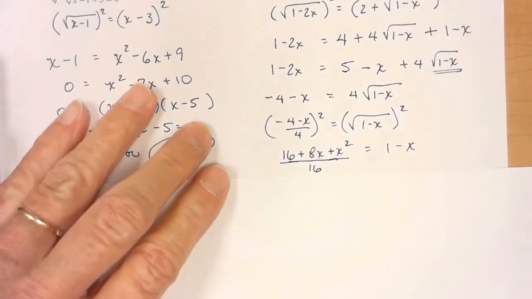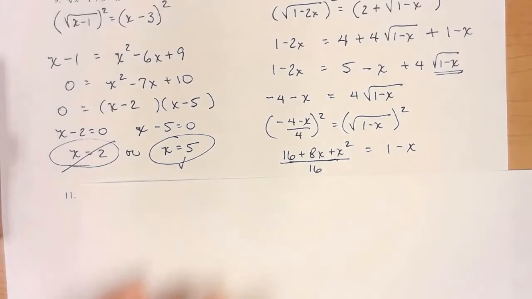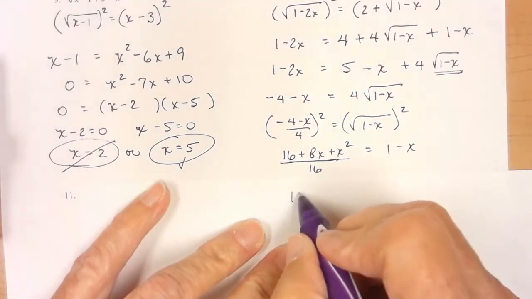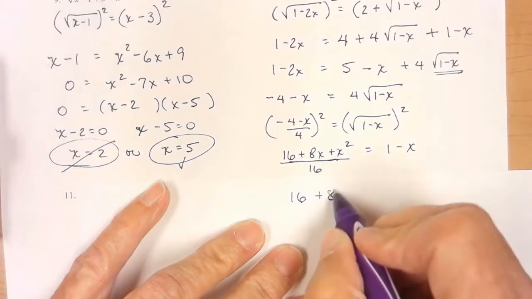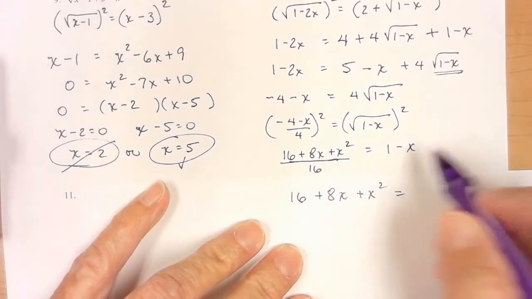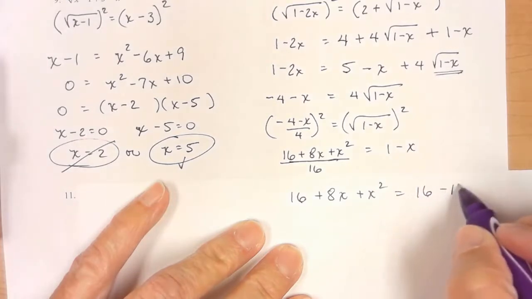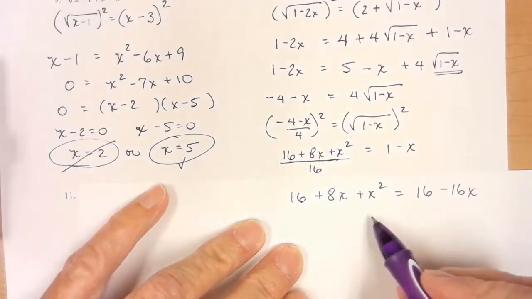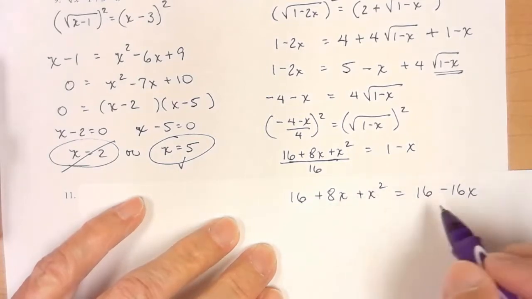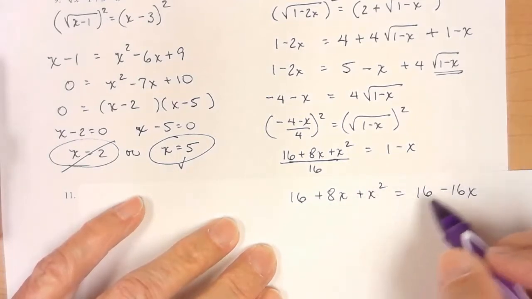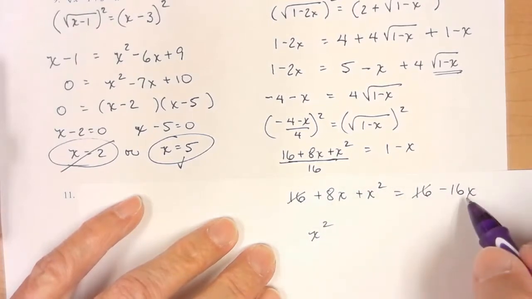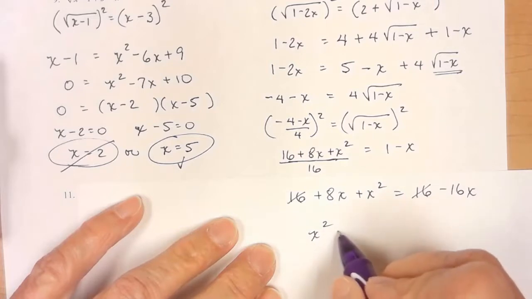Alright, now I have an equation and I see a fraction, so I'm going to multiply both sides by 16. So that will give me 16 plus 8x plus x squared. And when I multiply by 16 over here, so I've got myself a quadratic. I'm going to move everything over to the left-hand side. If I subtract 16, they eliminate. So I'm going to have x squared. I need to add 16x.